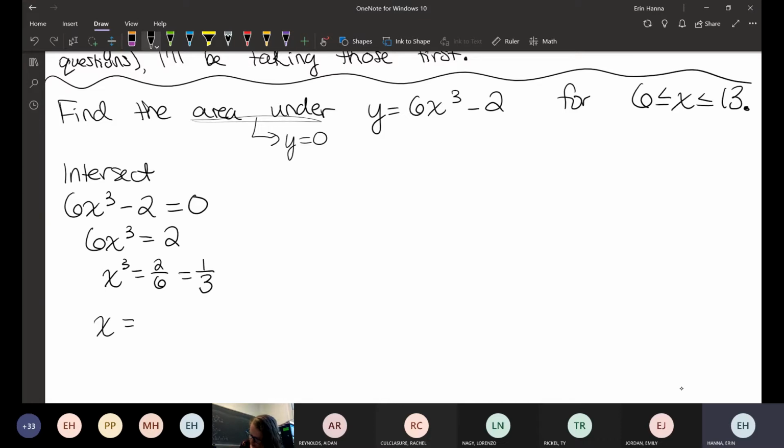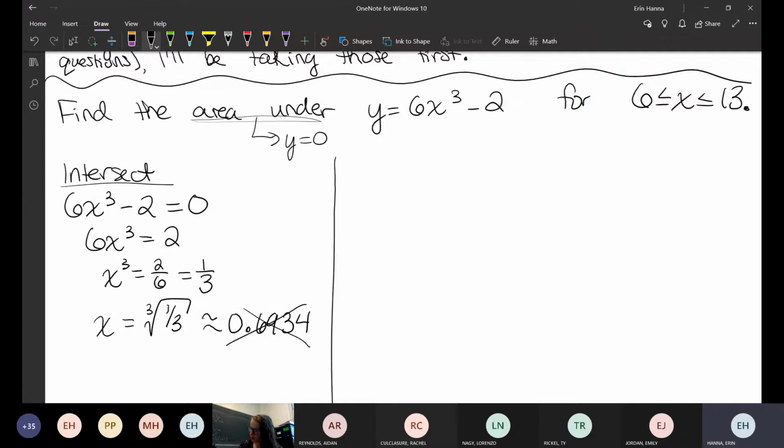But so x is equal to the cube root of 1/3, which is approximately 0.693. Let's take 4 decimal places, just try to be as safe as possible. So about 0.6934, which actually isn't in that interval. So great, I don't have to care about it. That's cool. So since the place where they intersect isn't in that interval, you just forget about it.